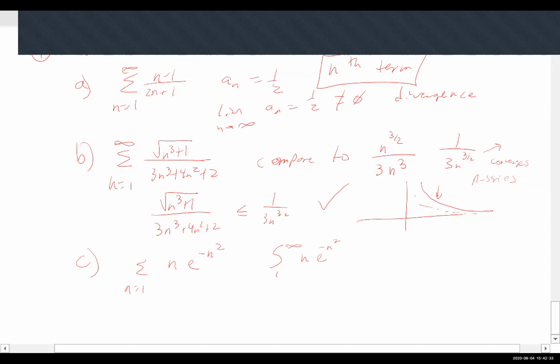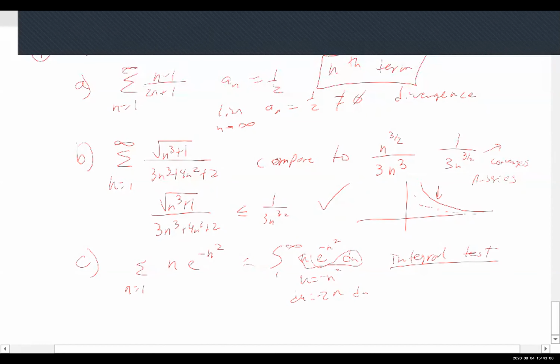This is so sweet. Why is it sweet that we don't have to do integration by parts? Because if I let u equal negative n squared, then du is equal to negative 2n. And look at that. There's my n dn right here. Ooh, look at that. So yeah, integral test all the way on this one. Okay, integral test. Nice. You just do a u-du sub.